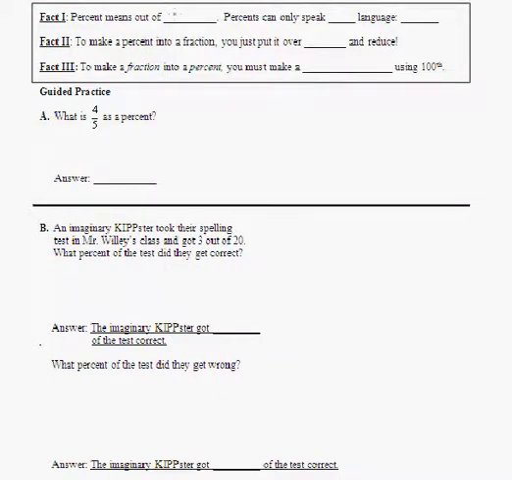Just to review, percent quickly means out of 100, a fraction whose denominator is 100. Percent can only speak one language, and that language, as we all know, is hundredths. To make a percent into a fraction, you just put it over 100 and reduce. Okay, 75%, 75 over 100. 10%, 10 over 100.